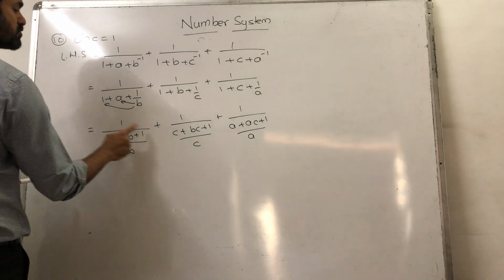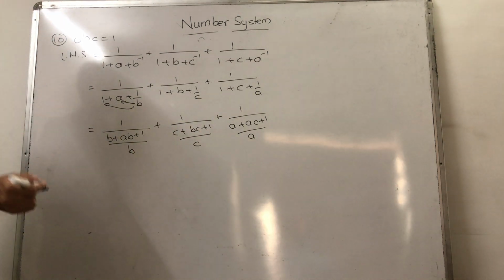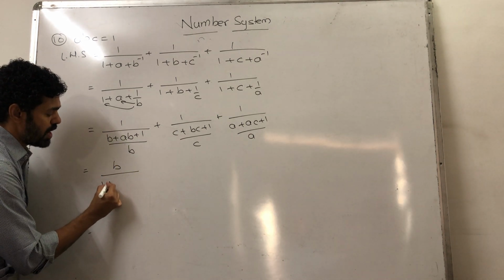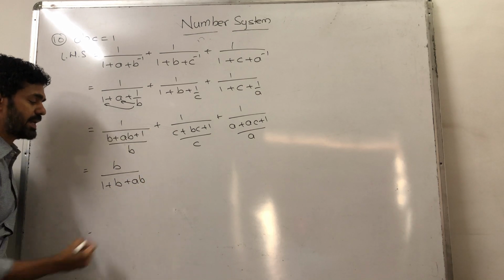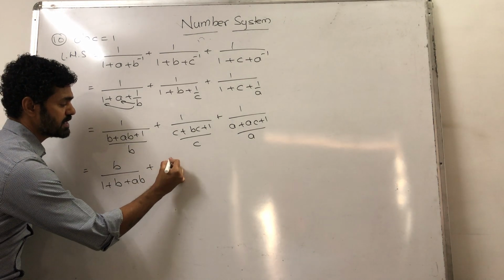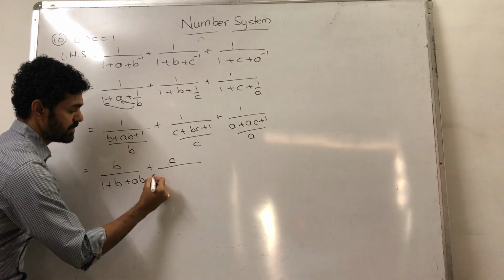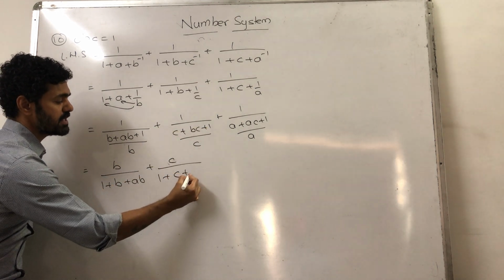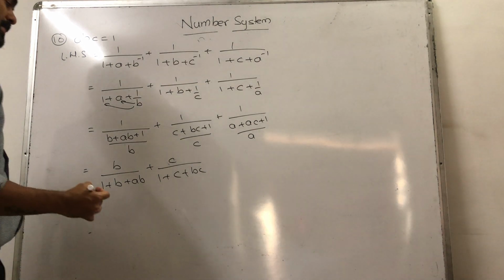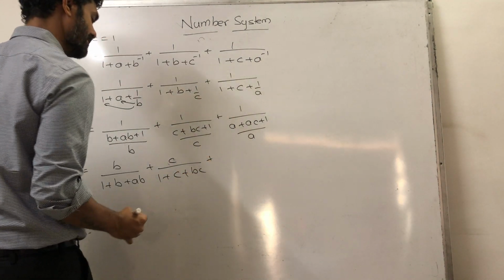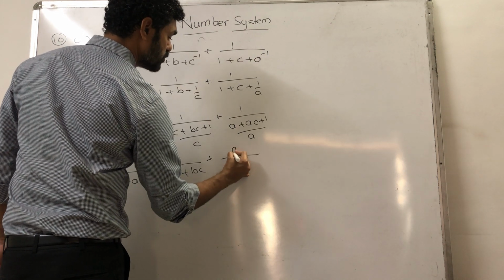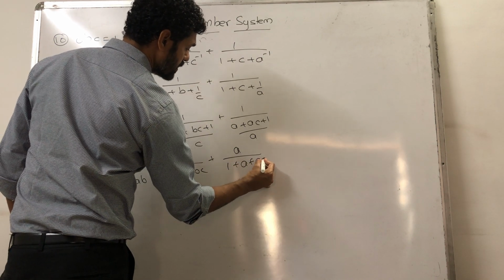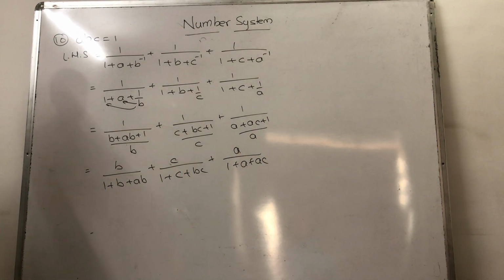Now, the b comes to the numerator, c comes to the numerator and a comes to the numerator. So this will be b by 1 plus b plus ab. This is, c comes to the numerator. 1 plus, after c comes to the numerator, I am just arranging the term. 1 plus c plus bc. Plus, a comes to the numerator, it will be a plus, a upon, 1 by a plus ac. Right?